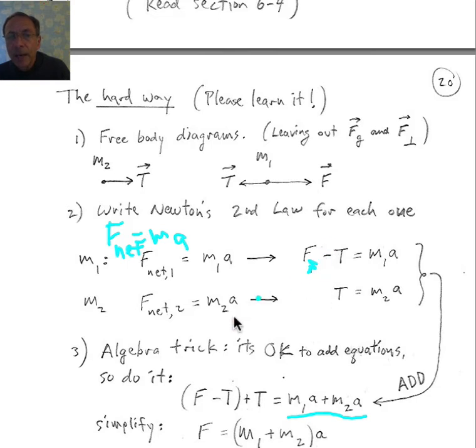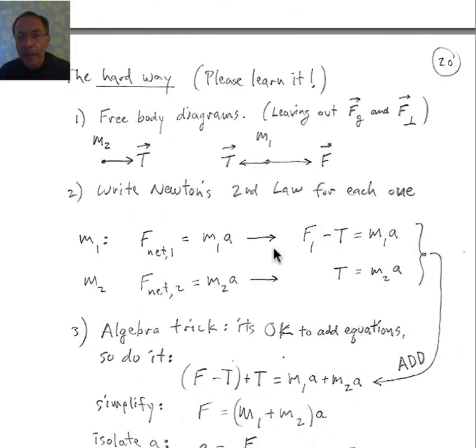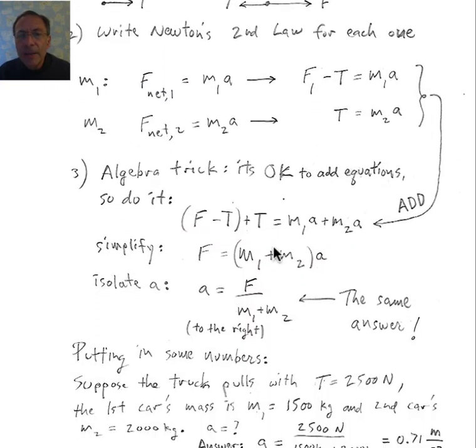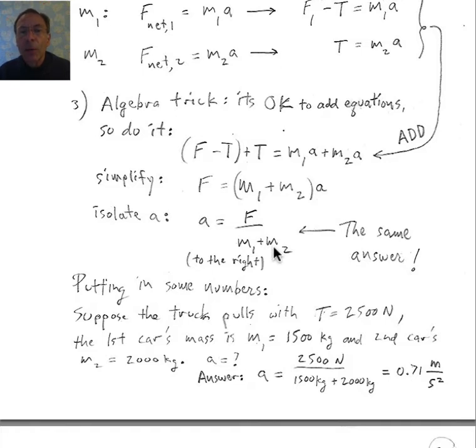So we're going to have f minus t, that's this right here, plus t. Right? And so we did the same thing on the left side and on the right side. We can do that. That's what algebra says. Okay. So now that we've done that trick, we're going to simplify. And so now, well, the t's cancel.